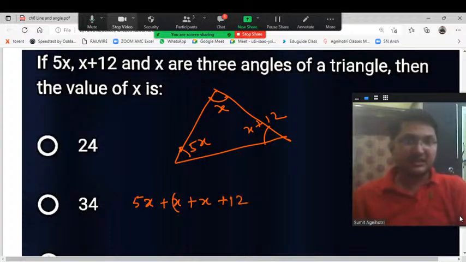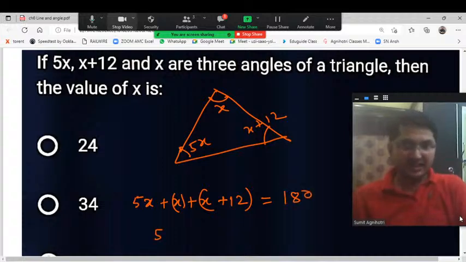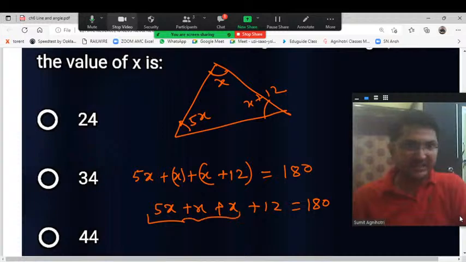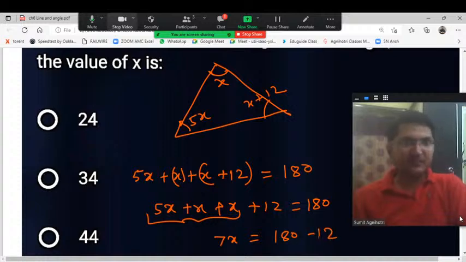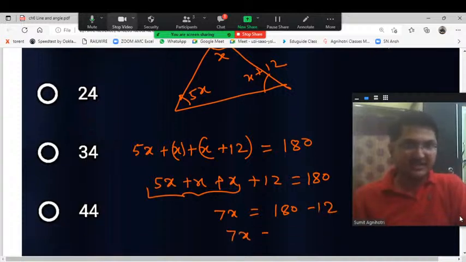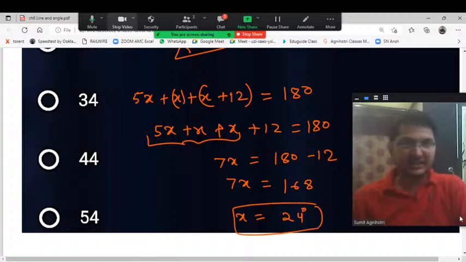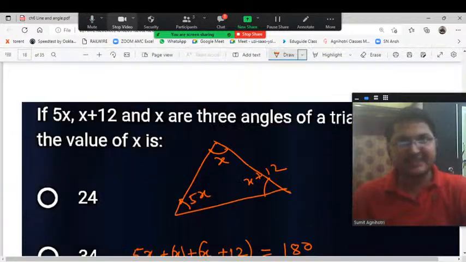5x, x plus 12, and x should all sum up to give you how much? 180. Here I have 5x, then x, then x, then 12, and it is equal to 180. I can add up all the variables, which gives 7x, and subtract 12 from 180. So 7x equals 168. Dividing by 7, I get 24 degrees. Do you have the option 24? Yes, the first option is 24.